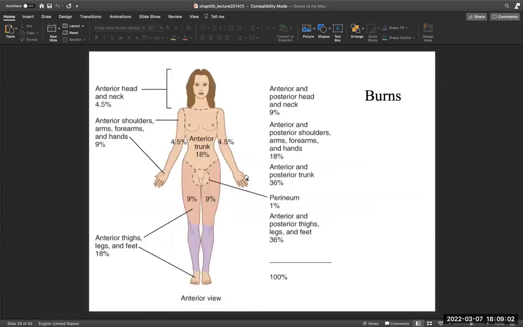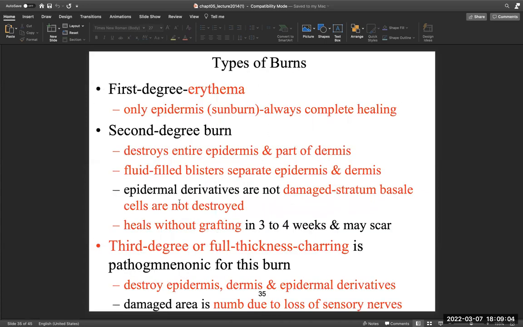Now, second degree burns destroy the epidermis and enter part of the dermis. Again, it can go into the dermis as long as it doesn't spread into the subcutaneous tissue. The big telltale sign of a second degree burn is that it usually becomes blistered. So you have fluid-filled blisters that start to develop when we see a second degree burn. That fluid-filled blister then separates your epidermis from your dermis.